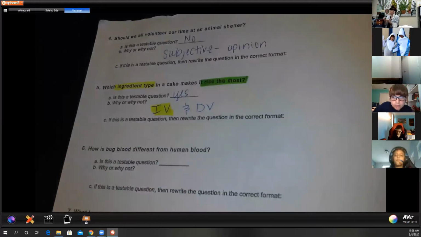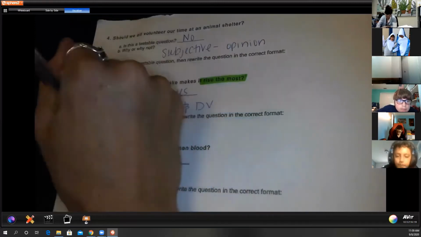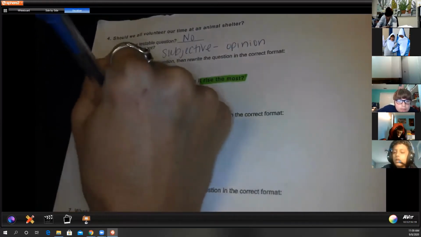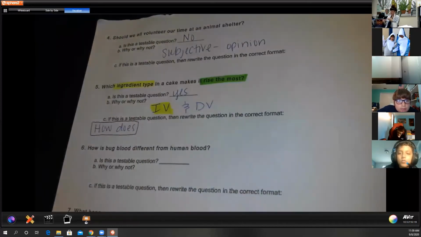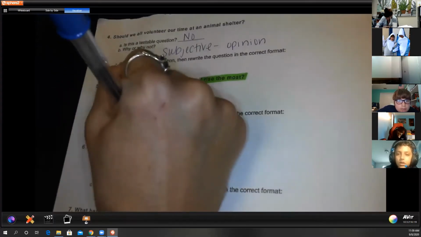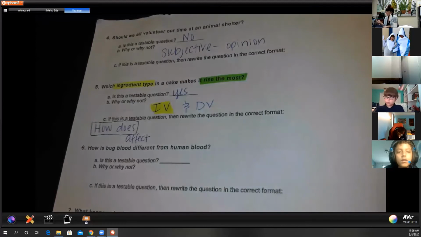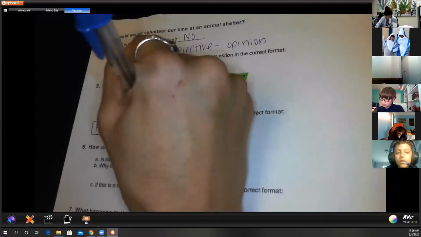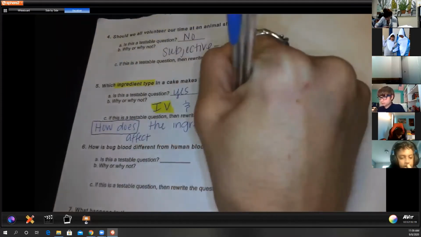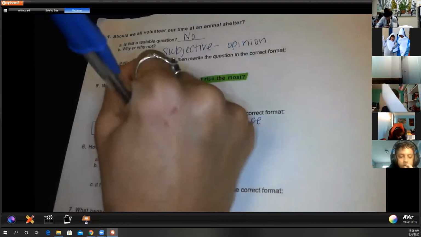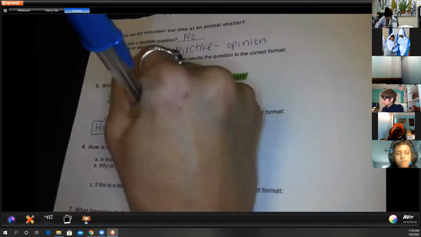Who thinks that they can put it in testable question format? Maddox, go ahead. How does the ingredient in the cake? How does the ingredient type what? Remember we have how does and affect. How does the ingredient in the cake affect what cake rises? Perfect. How does the ingredient type affect how high the cake rises?